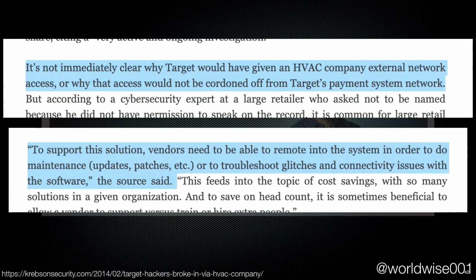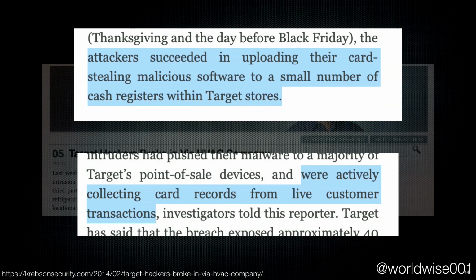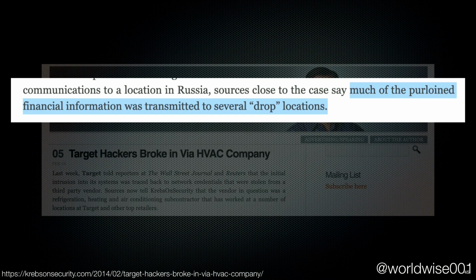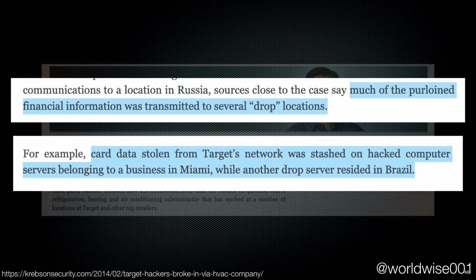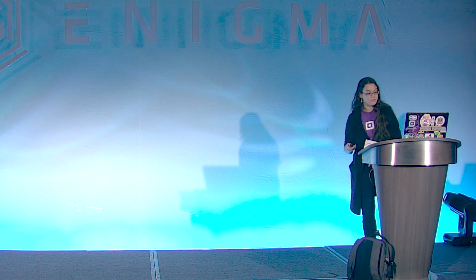The answer is that the vendor needed to be able to remote log into the system to do things like maintenance. After the systems were compromised, the attacker proceeded to upload their malicious software because they now had an in into the network. The software started collecting all of the credit cards. And then more interesting is how the data then got off those systems. Some early reporting suggested that they were pulled off via FTP to some locations in Russia. But actually, they found that they were transmitted to other already hacked systems that presumably the hacker had already popped elsewhere in the world. An example they had was a business in Miami or a server in Brazil.